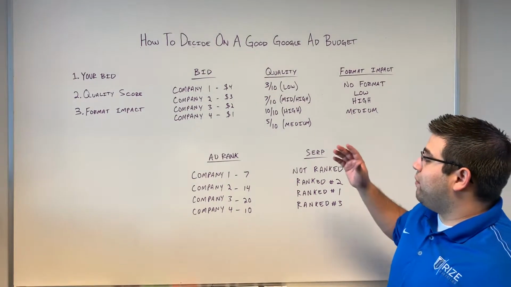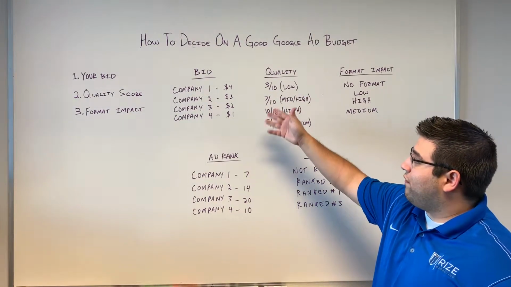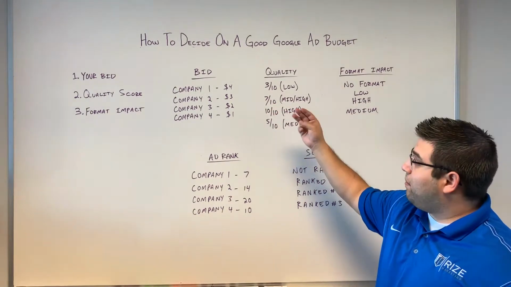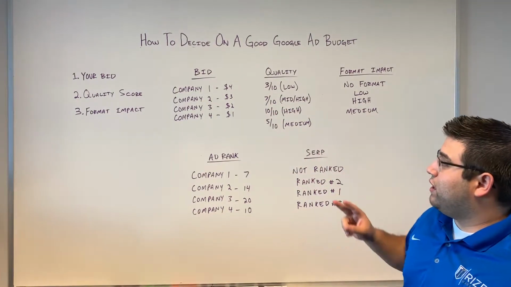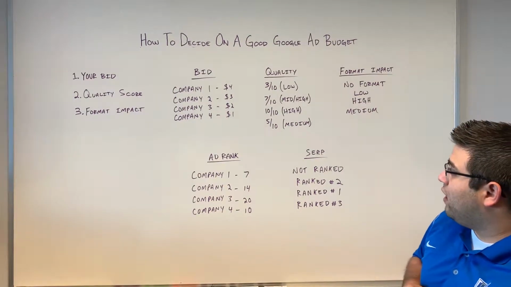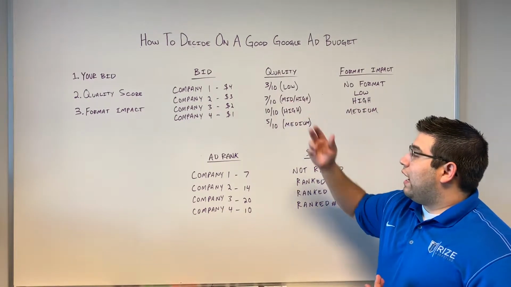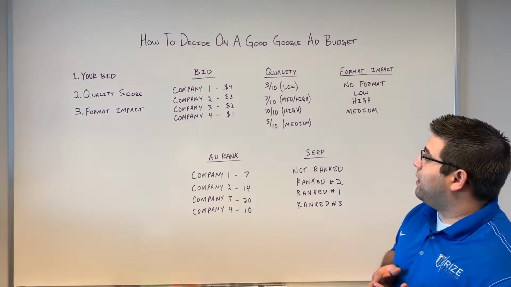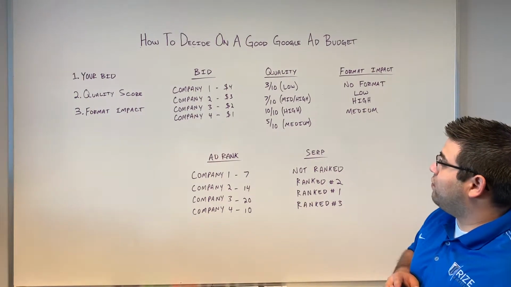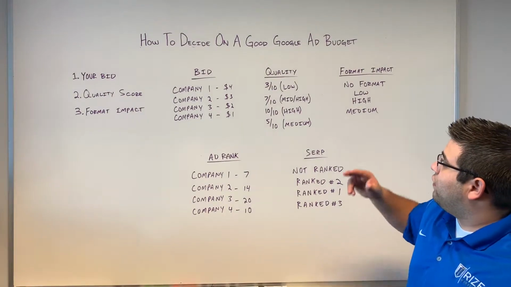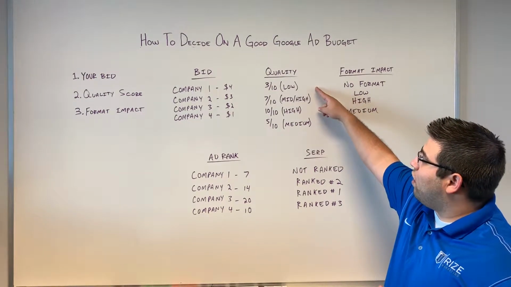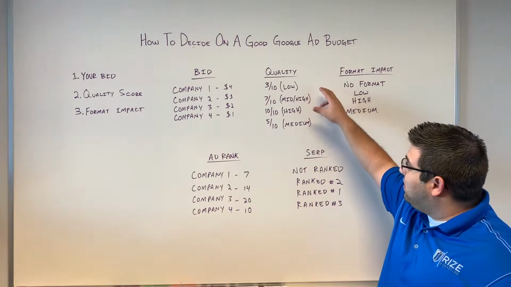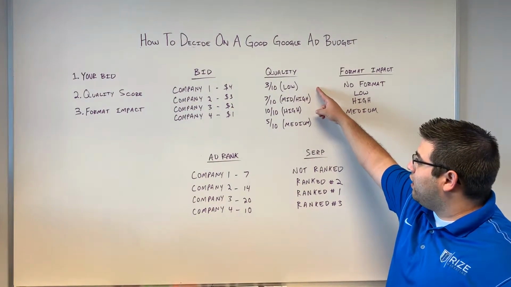So in this example, we have four companies. Company one is bidding $4 for a click. Company two, $3. Company three, $2. And company four, $1. So company one has a really high bid, which isn't necessarily bad. But because Google takes everything else into consideration, we can look at how they fare. So company one has a low quality score, a 3 out of 10, which isn't the best. It's not super low, but it's not very good either.